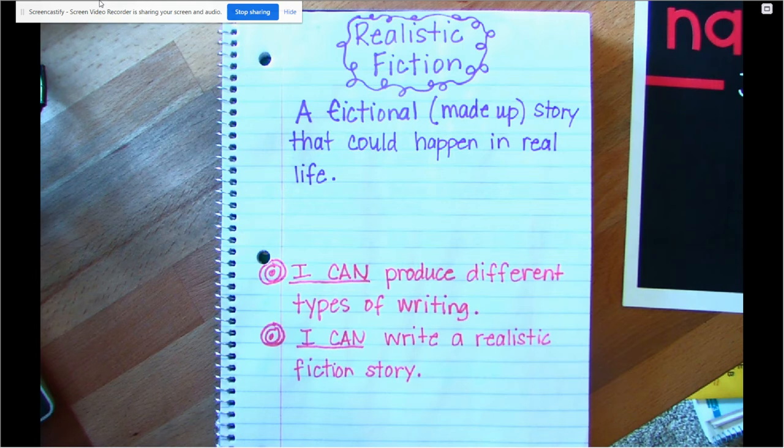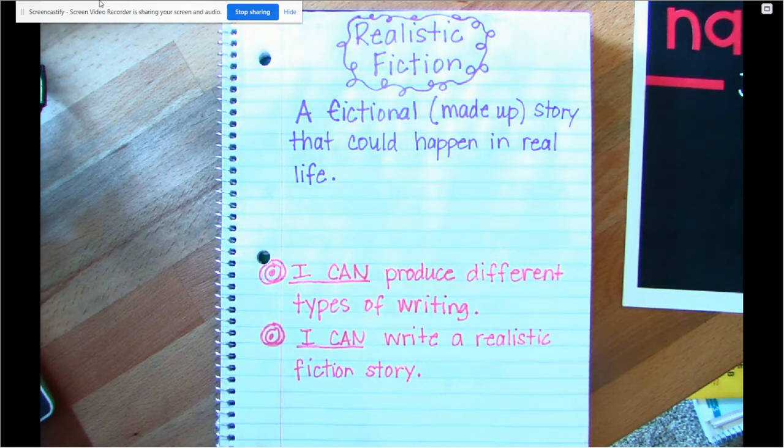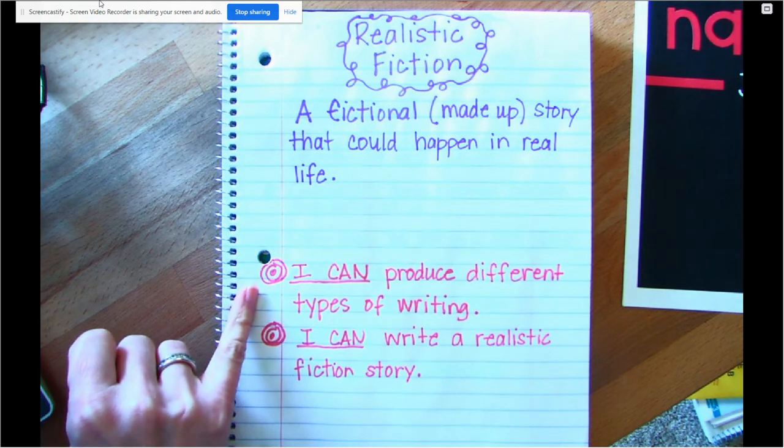All right, we want to look at our learning targets. We added an extra one today because one of the targets for third grade is I can produce different types of writing. So you've already done a personal narrative, you've done an opinion letter, you've done an explanatory presentation, you've done an informational presentation, and now you're adding to that by writing a fifth type of writing, which is called realistic fiction. So you can produce or make different types of writing already.